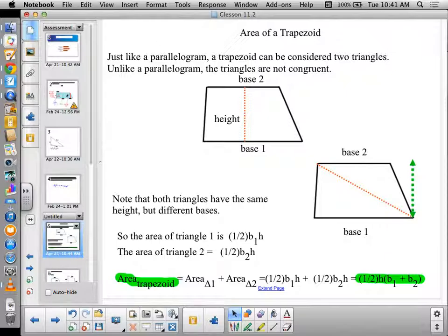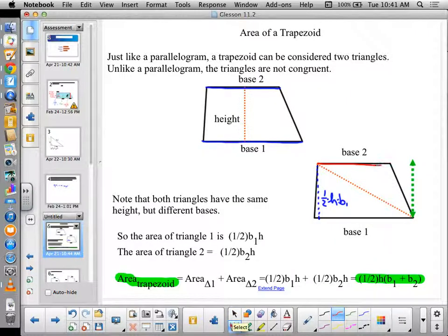So if I call the two parallel sides my bases, so I've got base 1 and base 2, and it really doesn't matter which one is base 1 and which one is base 2. They're just the parallel sides. The area of this triangle right here is 1/2 times the height times base 1. The area of this triangle right here is 1/2 times the same height, because these sides are parallel, that makes that height be a constant, times base 2.